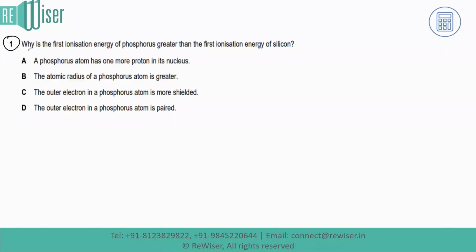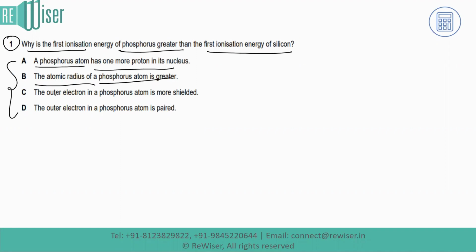Question number 1 is, why is the first ionization energy of phosphorus greater than the first ionization energy of silicon? And these are the four options. A is the phosphorus atom has one more proton in its nucleus. B is the atomic radius of phosphorus atom is greater. C is the outer electron in a phosphorus atom is more shielded. And D is the outer electron in a phosphorus atom is paired.